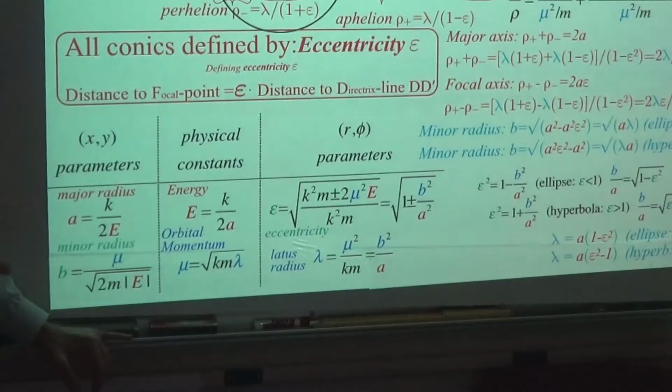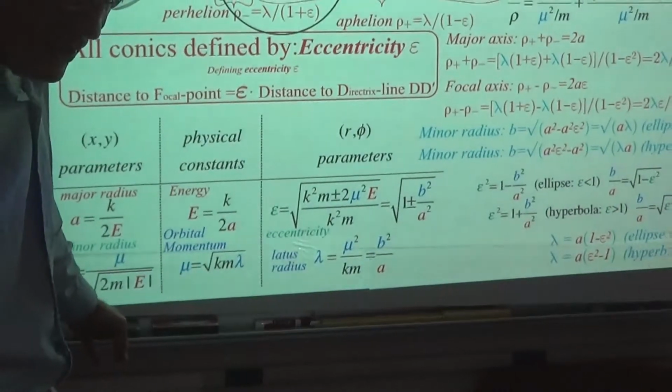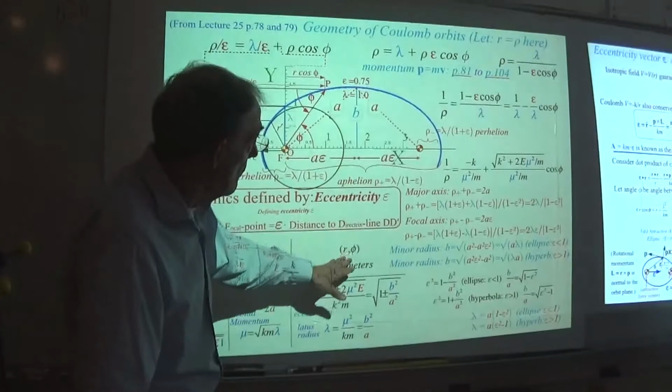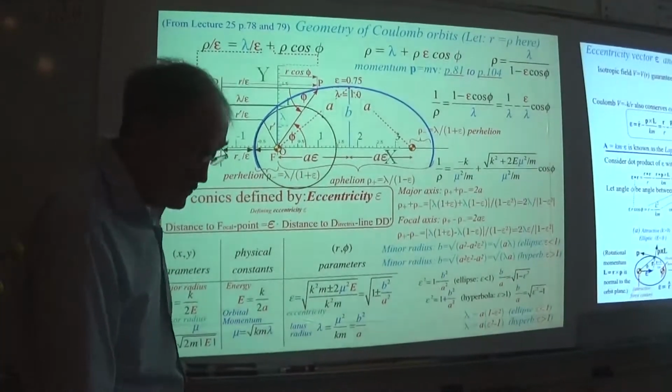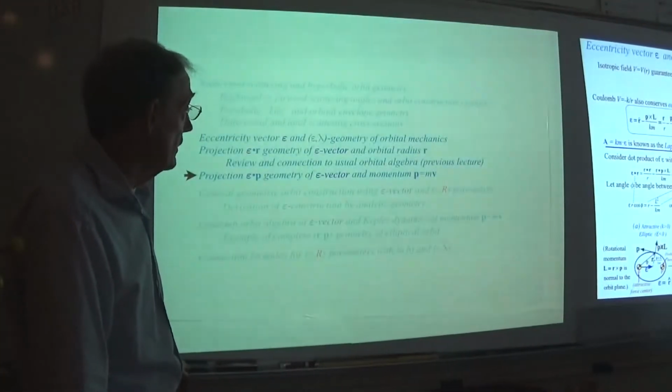So, six of one, half a dozen of the other. That's the fight that we are playing here between polar coordinates and Cartesian. We use them both sort of easily with this epsilon vector.